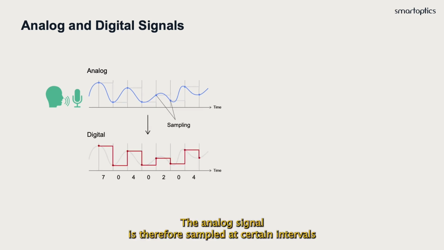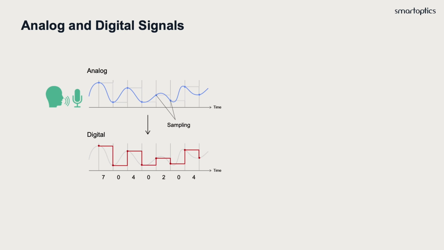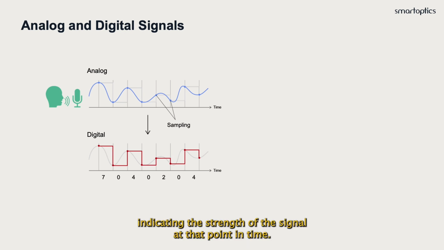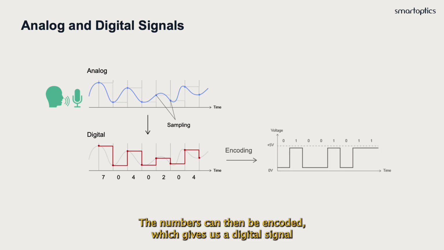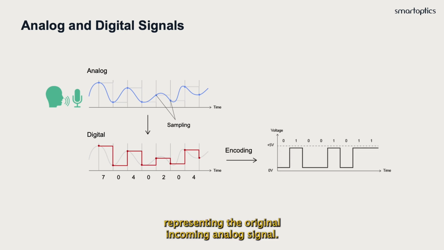The analog signal is therefore sampled at certain intervals, and the sample values are converted to numbers, indicating the strength of the signal at that point in time. The numbers can then be encoded, which gives us a digital signal representing the original incoming analog signal. As indicated in the right-hand side diagram, such a signal consists of periods of on and off, or ones and zeros, which is the format needed for efficient storage, processing, and transmission of data.